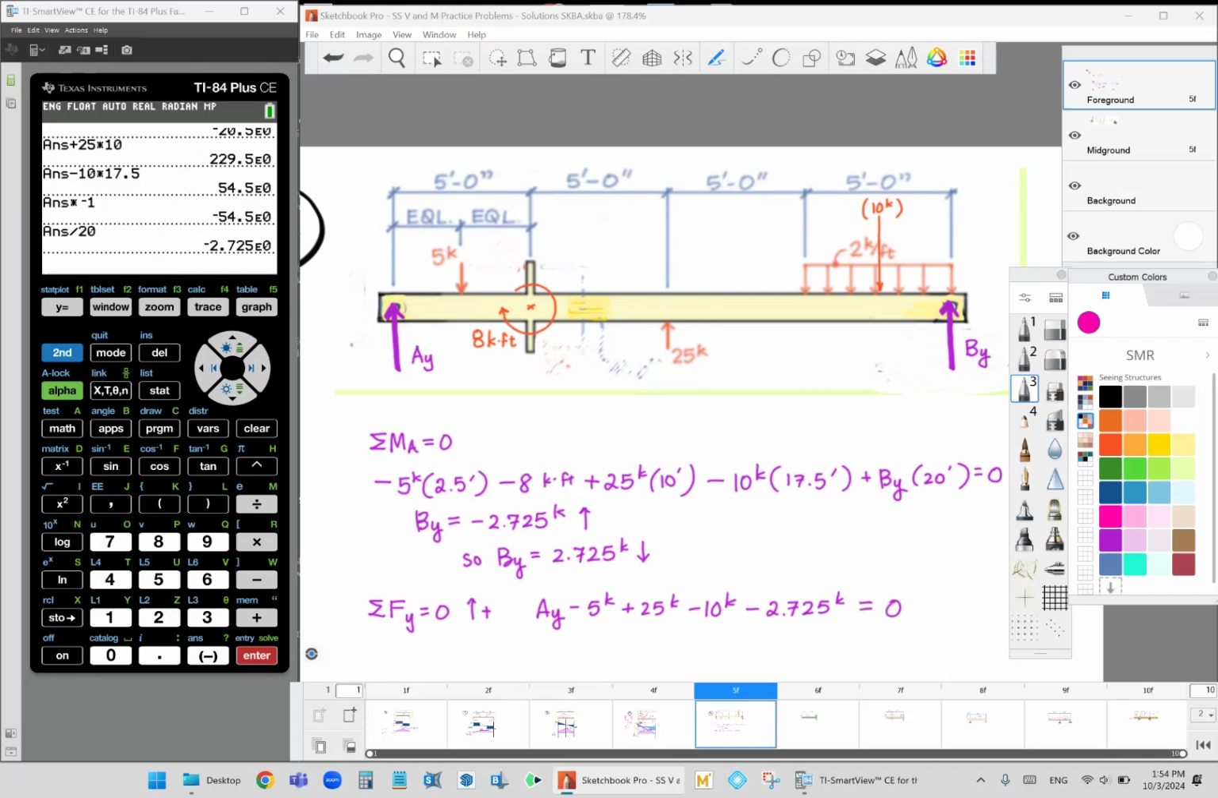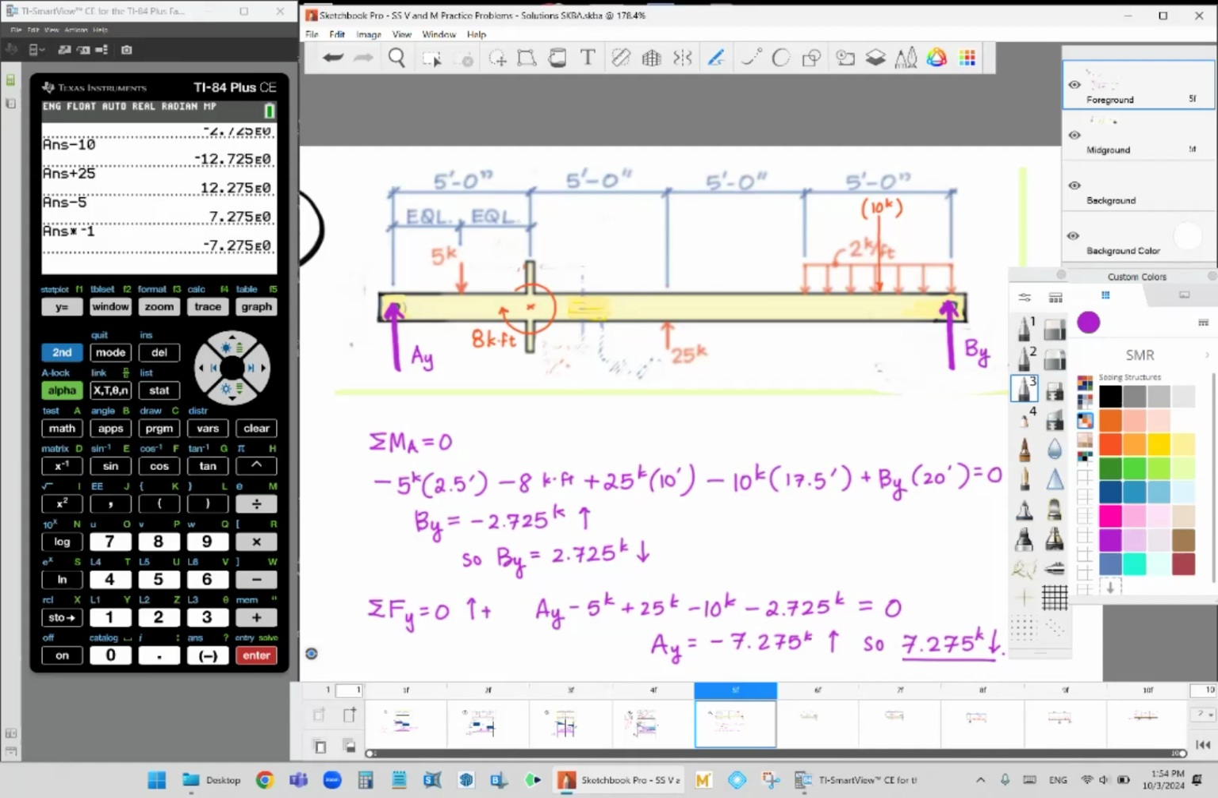I still have this in my calculator. So let's just take that, and then minus 10 plus 25 minus 5, and then times negative 1 to put that on the right side of the equal sign. So we have A_y is equal to negative 7.275 kips upward. So 7.275 kips downward is where and how it actually acts.